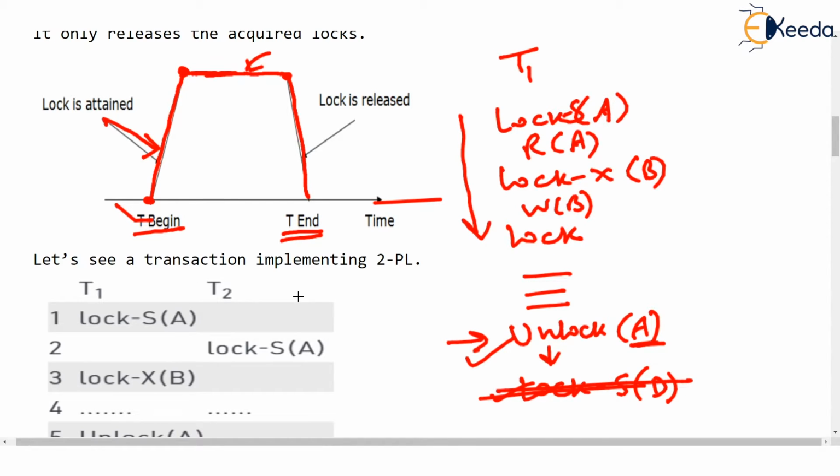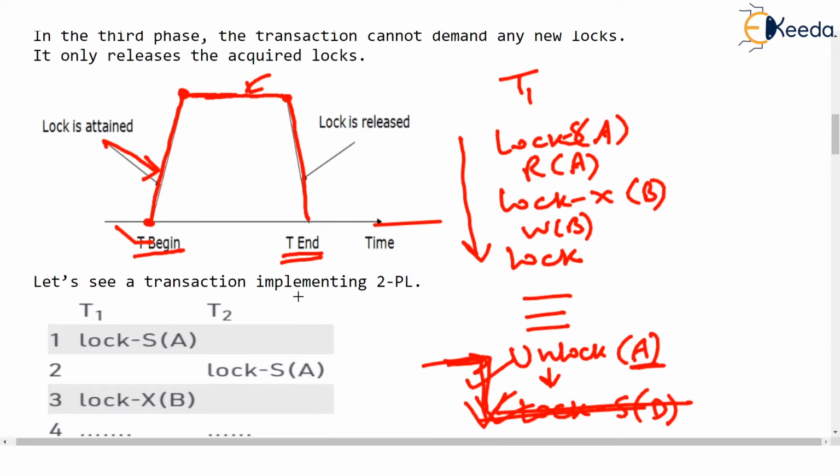And once the unlocking starts, it's known as the shrinking phase. The transaction can only unlock the data items which it had locked before. So it typically has two phases. That is why it is known as the two-phase protocol.